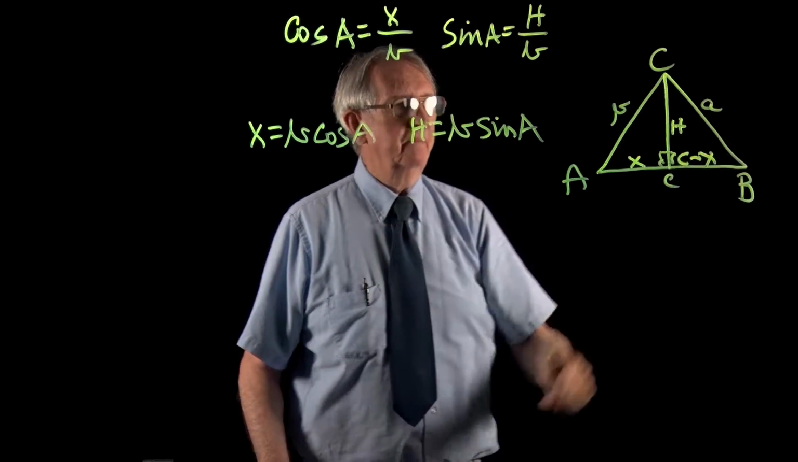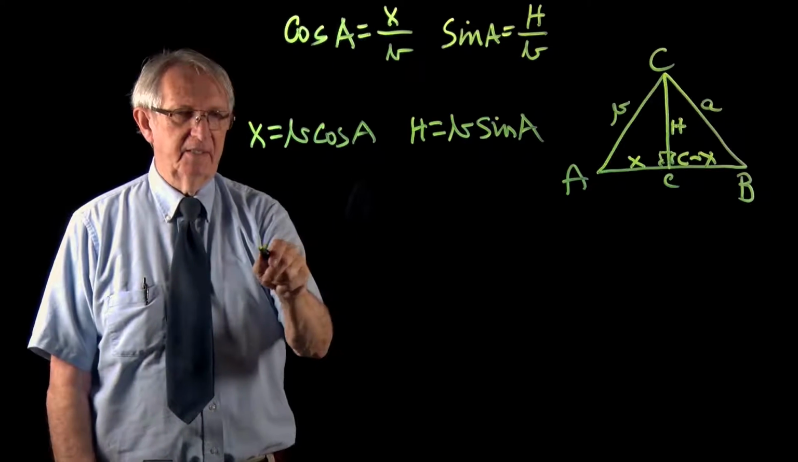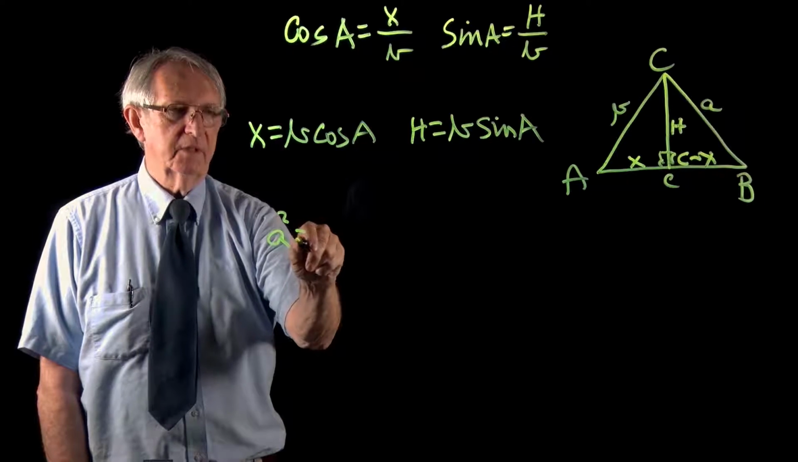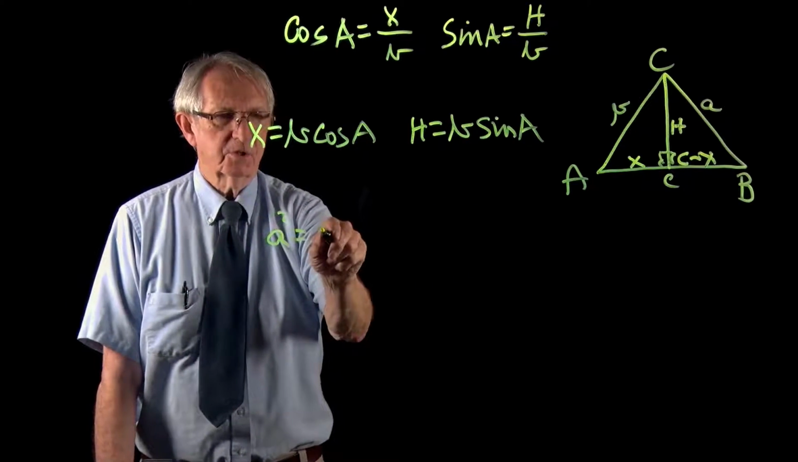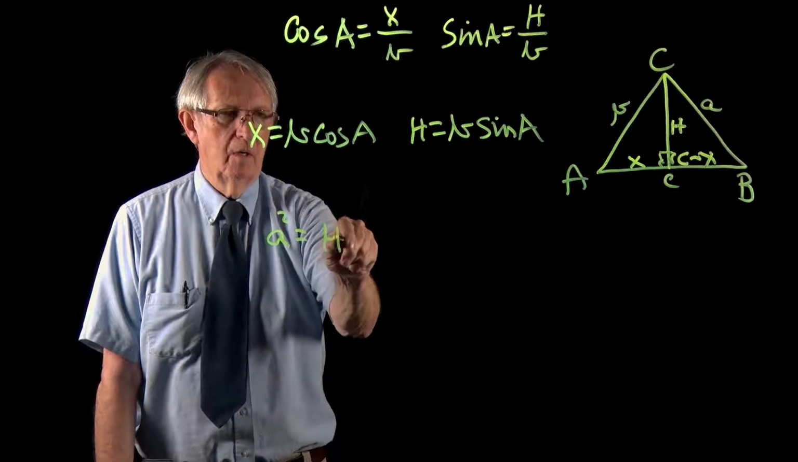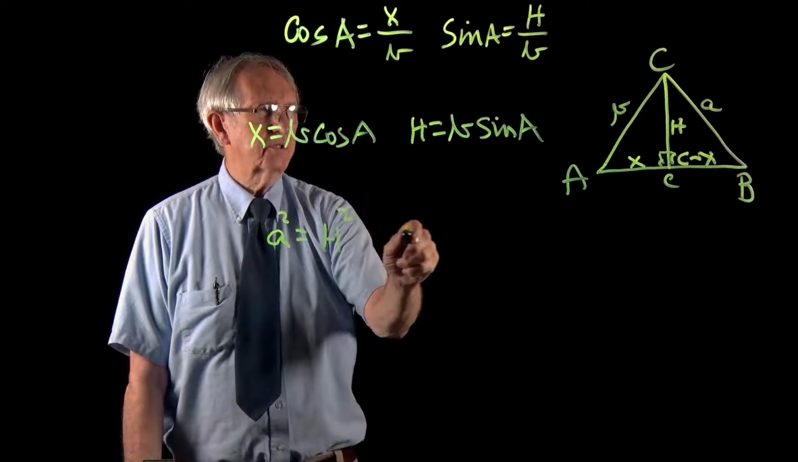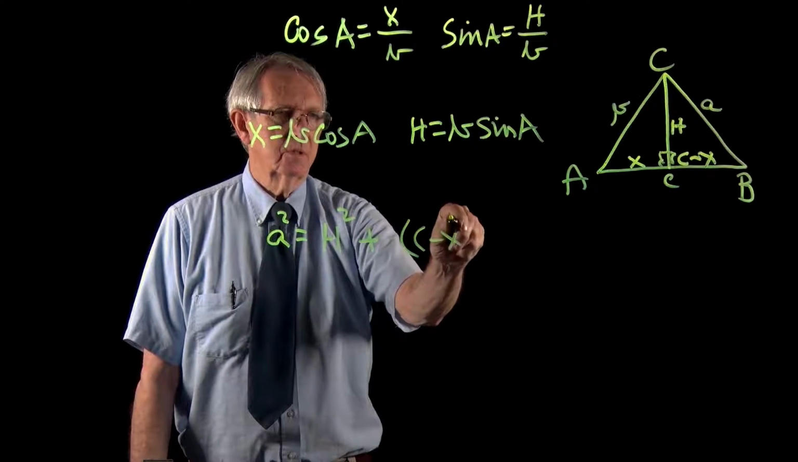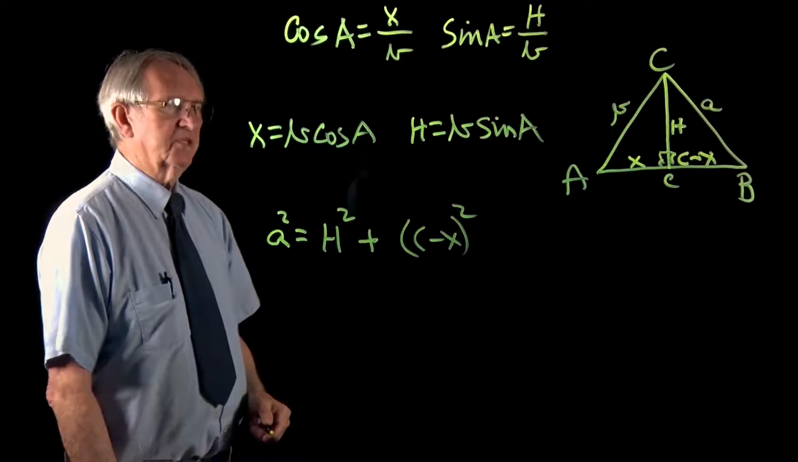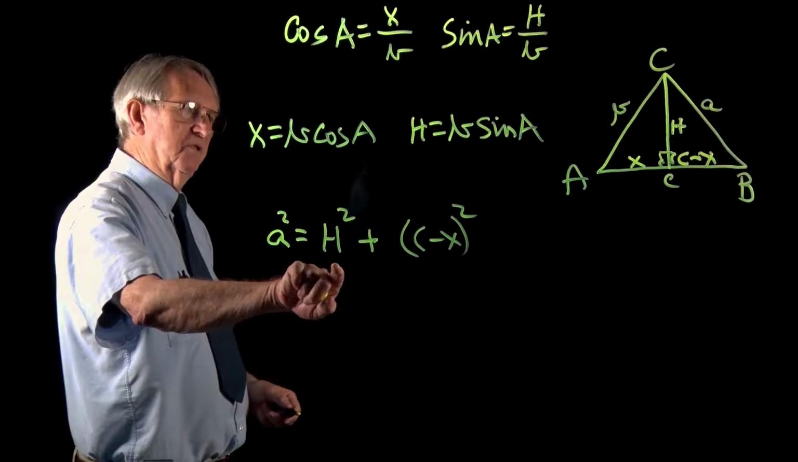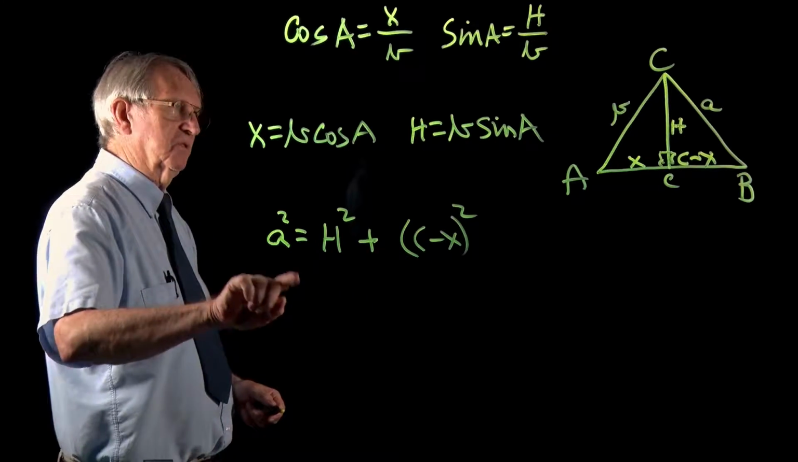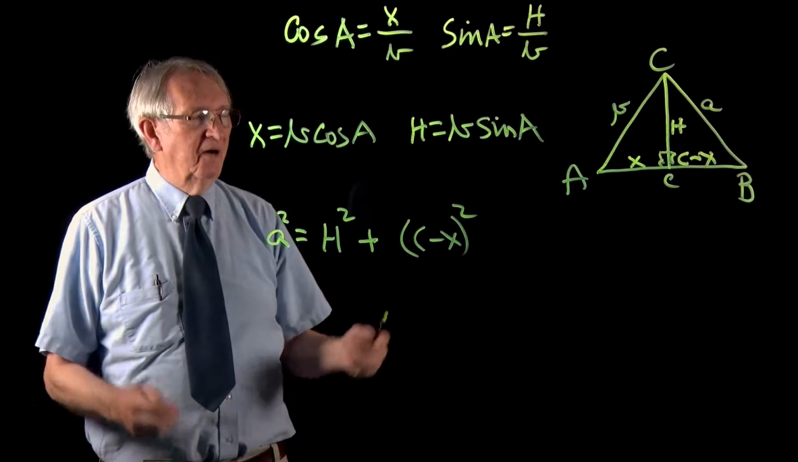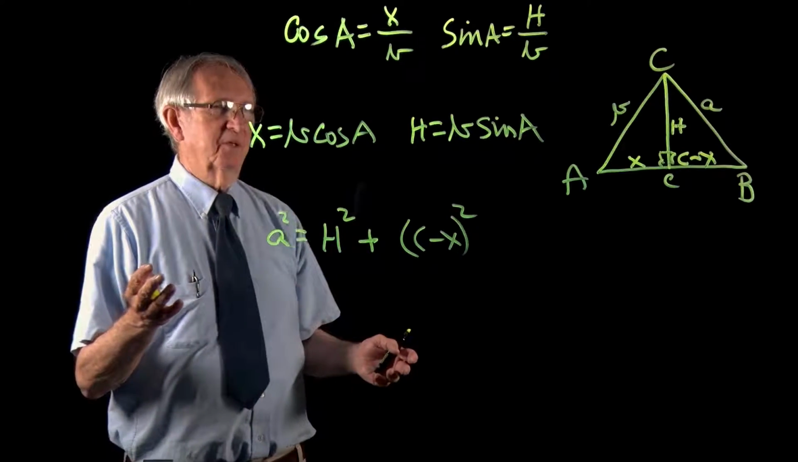equals that squared. So in other words, if I were to write that down, I would say a squared equals h squared plus c minus x squared, like so. That's what the Pythagorean would look like. The square of one side plus the square of the other side equals the square of the hypotenuse in this triangle right here, okay? And now, I do exactly what I said I'm going to do.